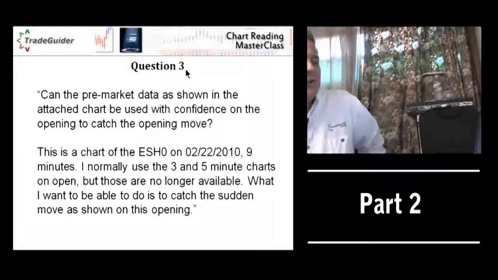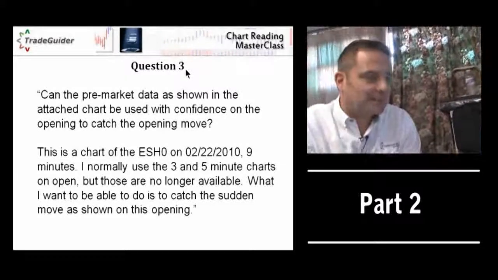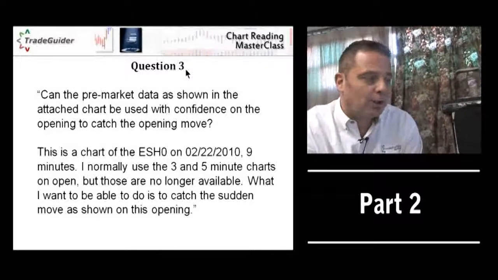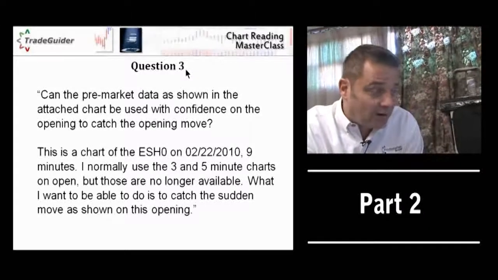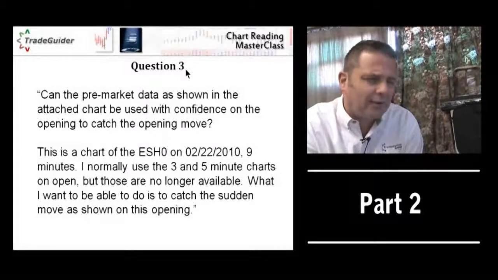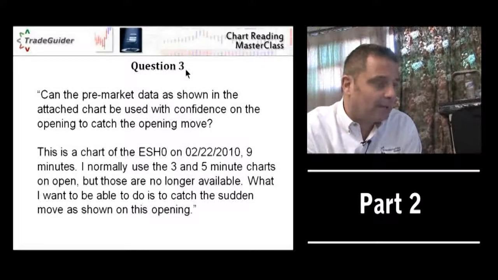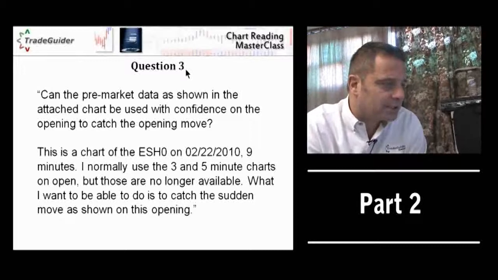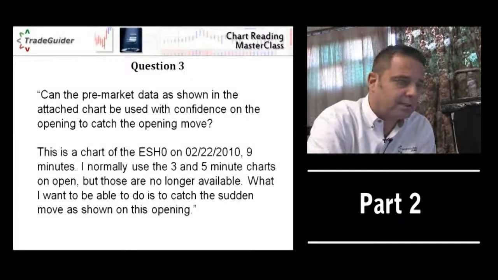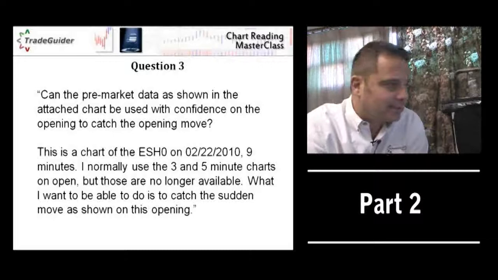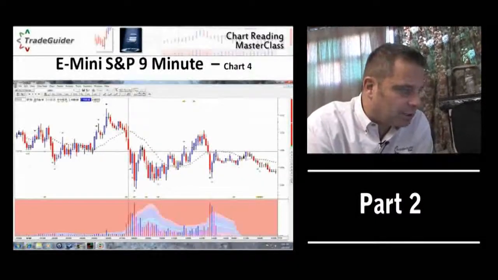This is a chart of the E-mini S&P contract on the 22nd of February. It's a 9-minute chart. I normally use the 3 and 5 minute charts on open, but those are no longer available. I didn't understand that part of the question because you can get 3 and 5. But anyway, what I want to be able to do is catch the sudden move as shown in this opening. So this is basically the E-mini on the 9-minute chart.